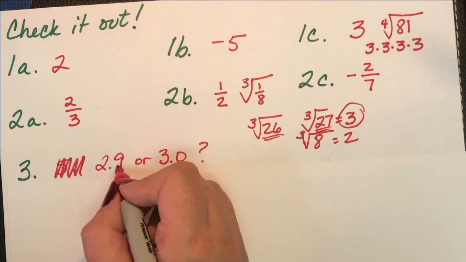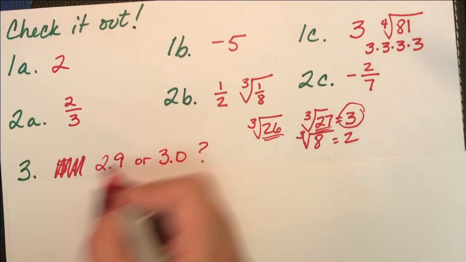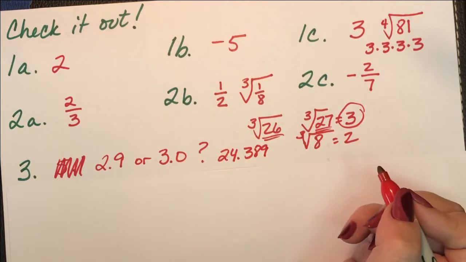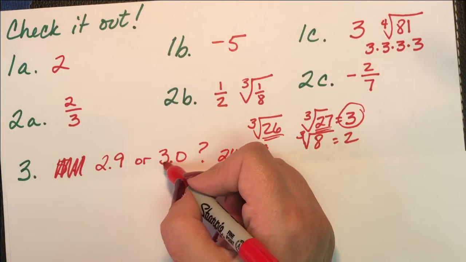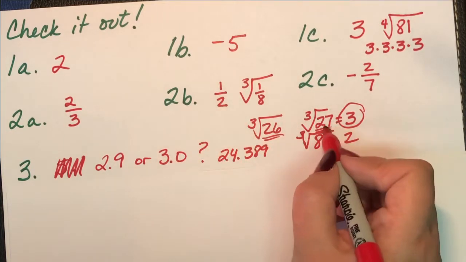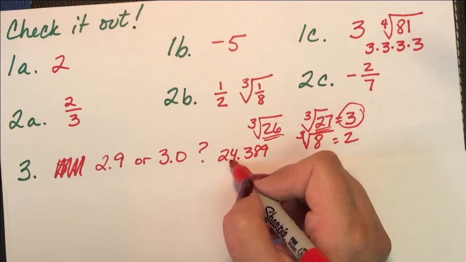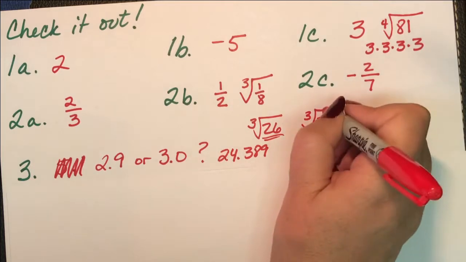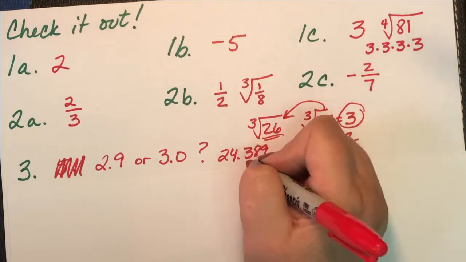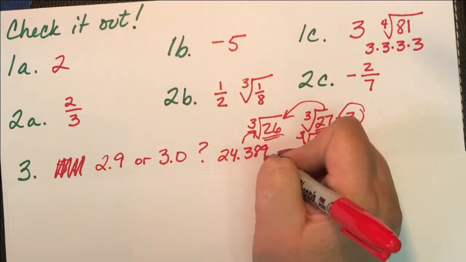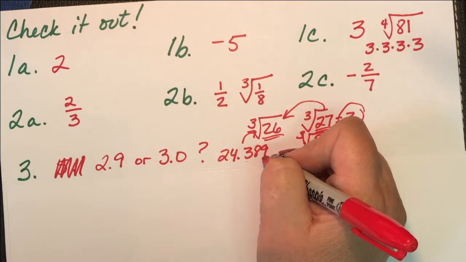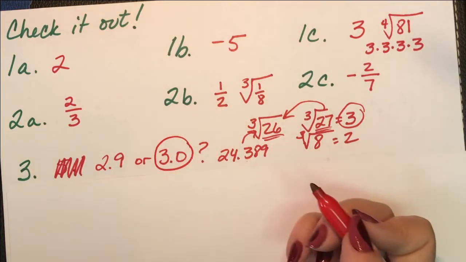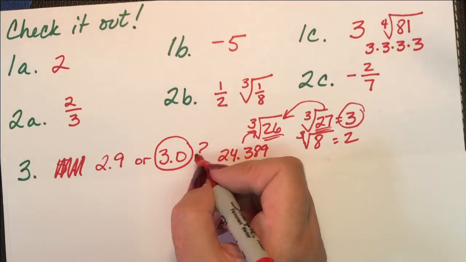So we put 2.9 times 2.9 times 2.9 in our calculator, and we get 24.389. And I know that if I put 3 in my calculator 3 times, I'm going to get 27. And the question is, what's closer to 26? This one is only 1 digit away, where this is 1 plus a bunch away from 26. So our answer is actually 3.0 feet.